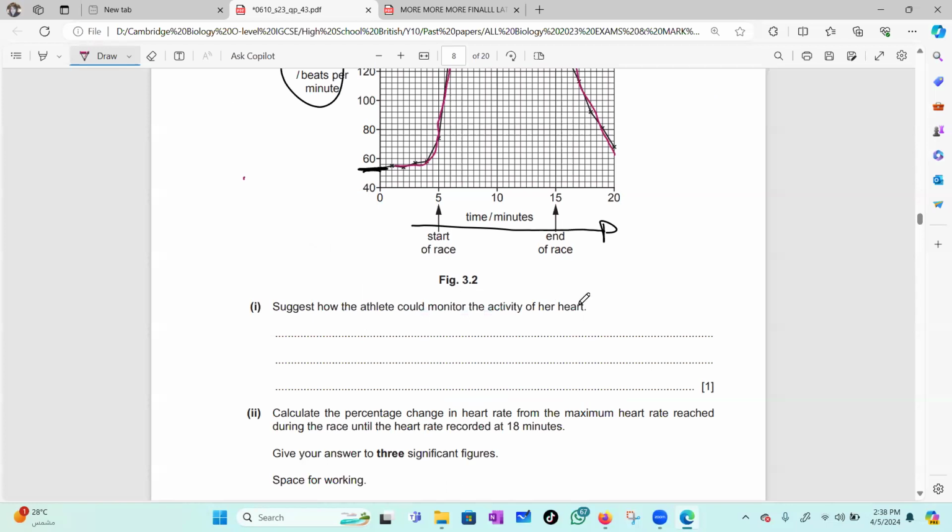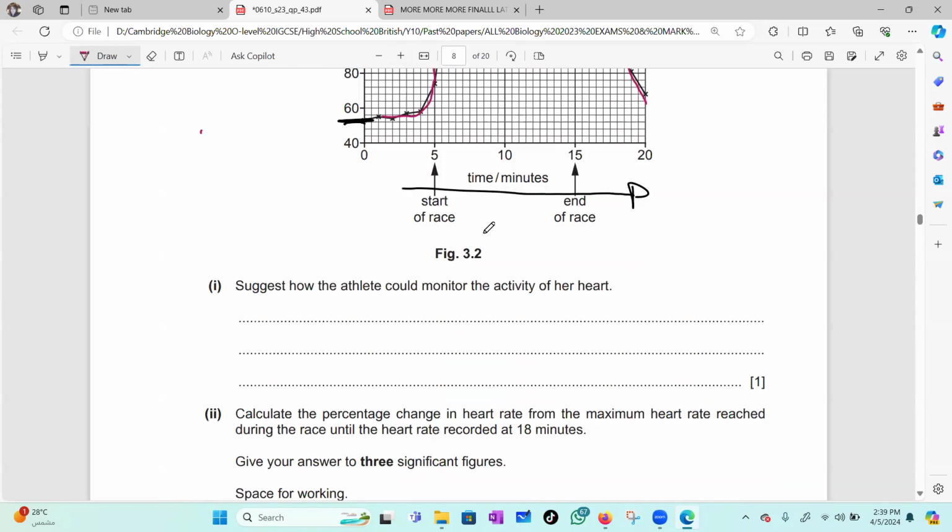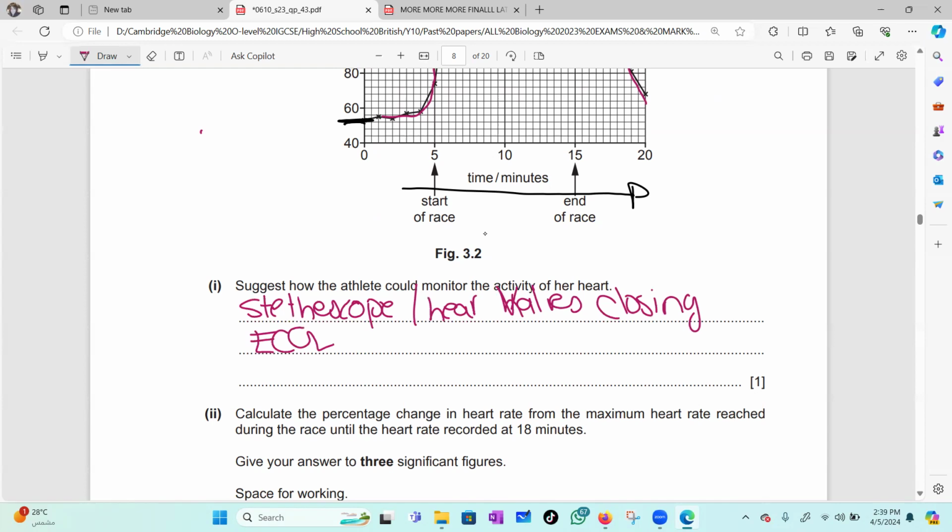Suggest how the athlete could monitor the activity of the heart. This is an easy question. How can you monitor the activity of the heart? You took several methods. Listening to the sound of the valves shutting. Yes, this is one way. I can use the stethoscope. Maybe you don't even need to write its name, but you will hear the sounds of the valves closing, correct? What else? Let's revise all methods. What can I do? ECG. Yes, I can simply write the ECG. I don't have to write its full name, electrocardiogram.